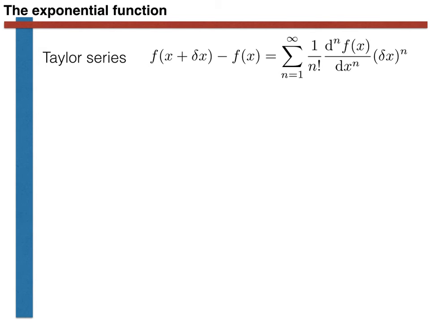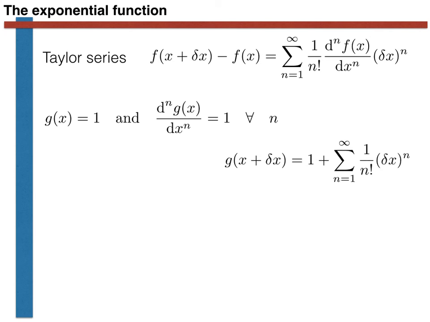For example, let's imagine that we introduced a function g and required that at all points along x, the derivatives of g of x were equal to the value of the function g of x. In fact, let's make this even simpler and insist that g of x and all its derivatives are equal to 1. Substituting these values into our Taylor series expansion and rearranging, we thus find that g of x plus delta x is equal to the following.